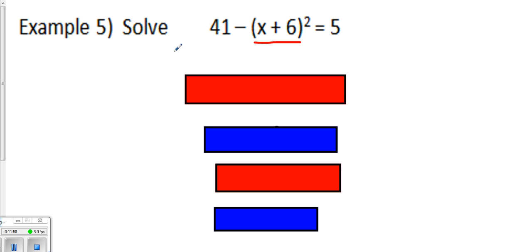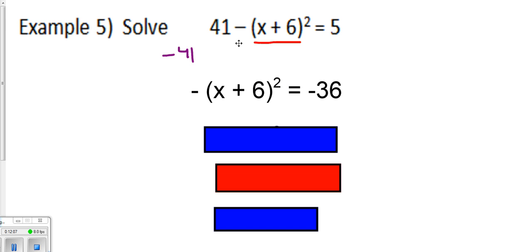So the first thing we want to do to both sides is subtract 41. We want to get rid of that piece. When we do that, we still have this minus in front of the x plus 6. Think of it as like a minus 1 or negative 1 being multiplied here. So we have negative x plus 6 squared equals negative 36, because 5 minus 41 is negative 36.